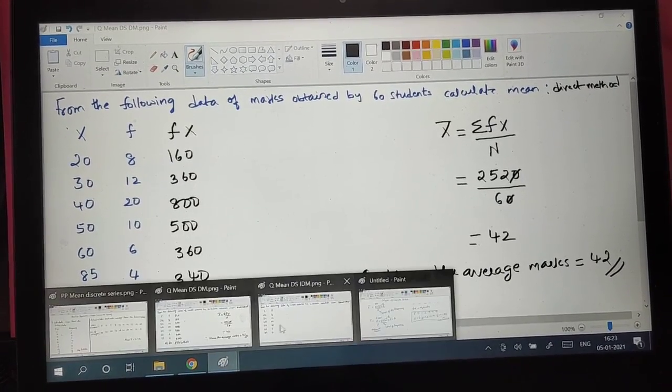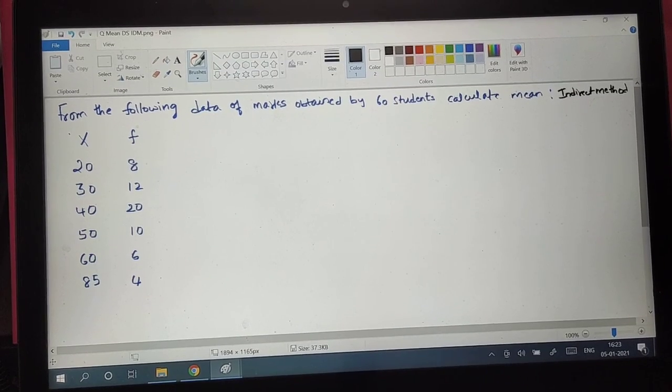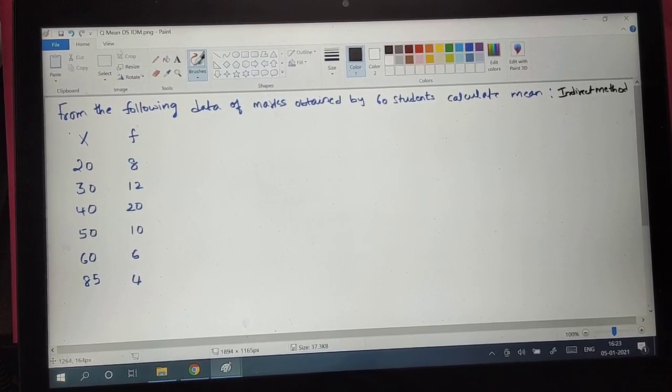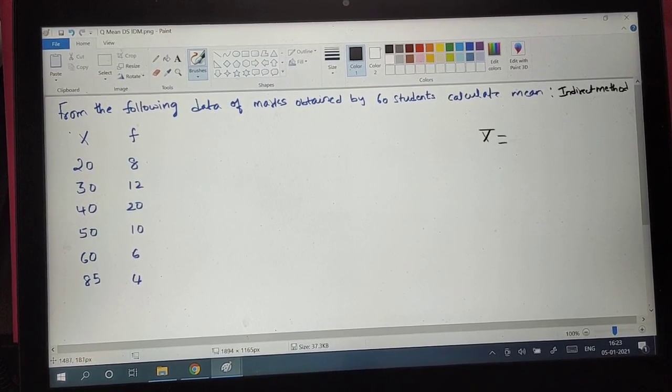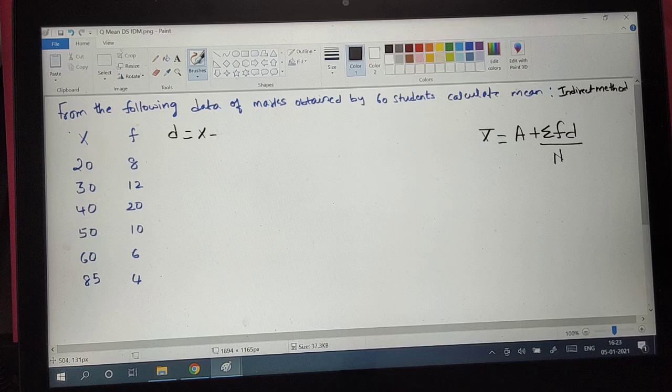Now let's look at how to solve an indirect method formula. First let's list down the formula. Just write down the formula, it will make your job easy. So a plus sigma f into d by n. You have f already. You need to find d. So d equal to x minus a.